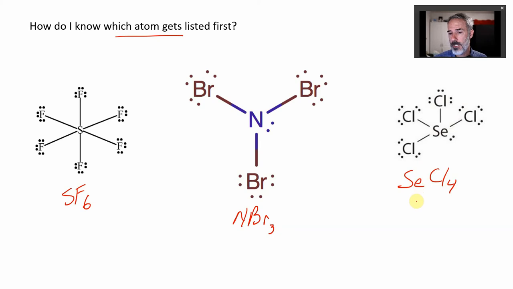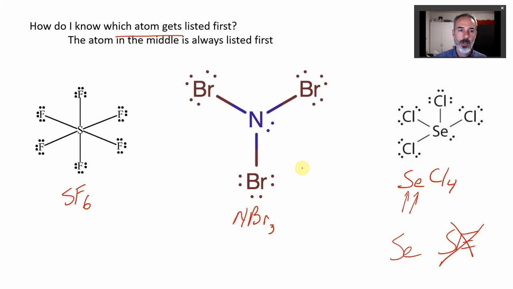I want you to check and see your writing really quick. It's really important that first letter is capitalized and the second one is lowercase. Because the symbol for selenium is this, it is not that. Whenever you have two letters in a symbol, the second one is not capitalized, right? So that's exactly right. How do we know which atom goes in the middle? Well, in a Lewis structure, the one in the middle is the one that gets listed first. Sorry, I said that backwards. All right.